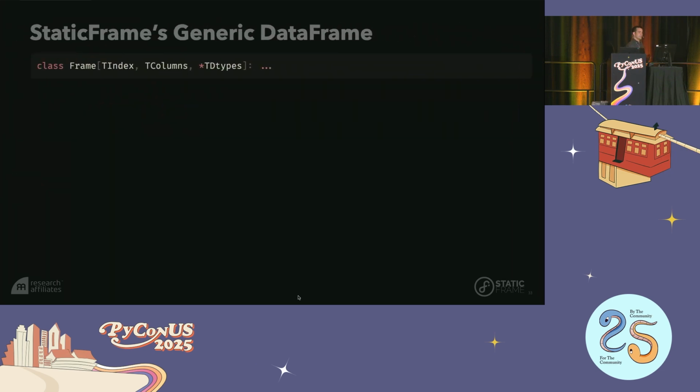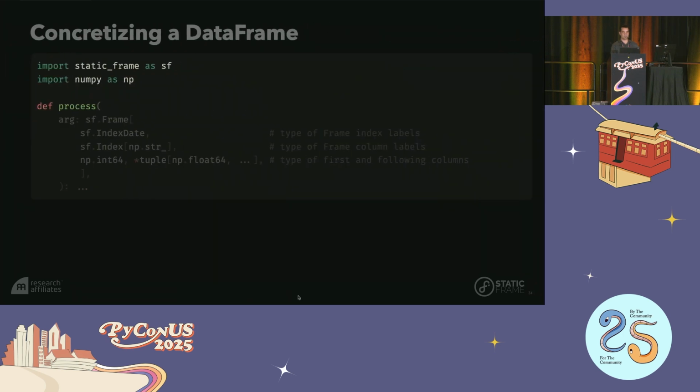Well, it's actually pretty simple and elegant with the power of TypeVarTuple. We specify that this is a generic frame that has a traditional type var for the type of the index, a traditional type var for the type of the columns, and then a TypeVarTuple that gives us the full expressive capability of TypeVarTuple to specify 1 or more explicit types, or an unpack region, or combinations of explicit types and unpack regions. So for example, let's look here where we make a data frame concrete using Static Frame.